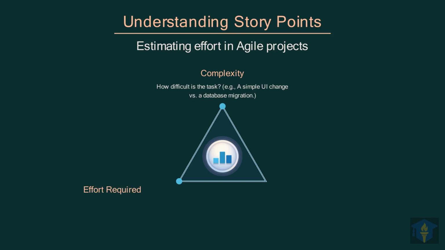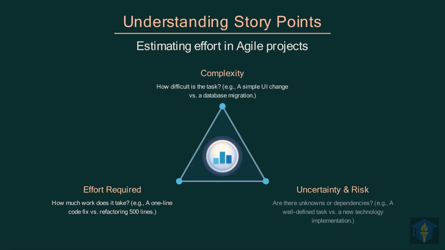Next, we factor in the actual effort required, meaning the amount of work needed to finish the task. Consider if it's a quick one-line code fix or a significant refactoring of 500 lines of code. Finally, story points account for uncertainty and risk, including any unknowns or dependencies involved. A well-defined task has less uncertainty than implementing a completely new technology, affecting its estimate.